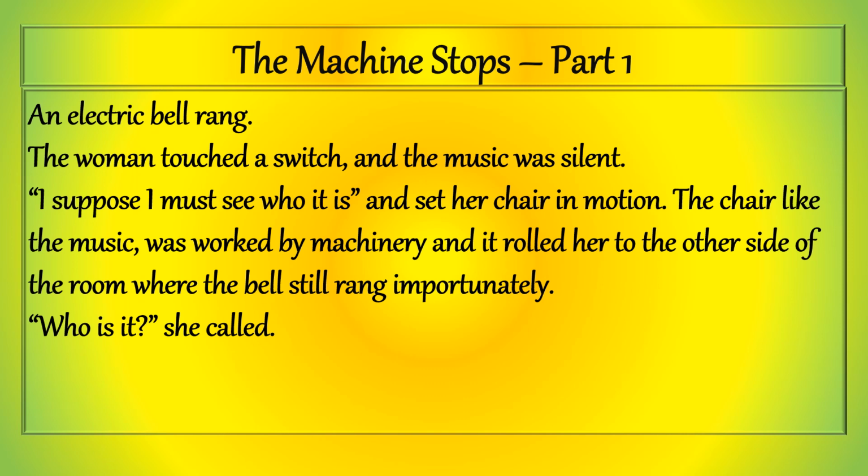So she turned her electric chair towards the calling device. The chair, like the music, was worked by machinery, and it rolled her to the other side of the room where the bell still rang importunately. Rang importunately means rang persistently or continuously. As a whole, this sentence means that the chair was run by electric machine, like the music was played, and she rolled her chair. She let her chair go towards that.